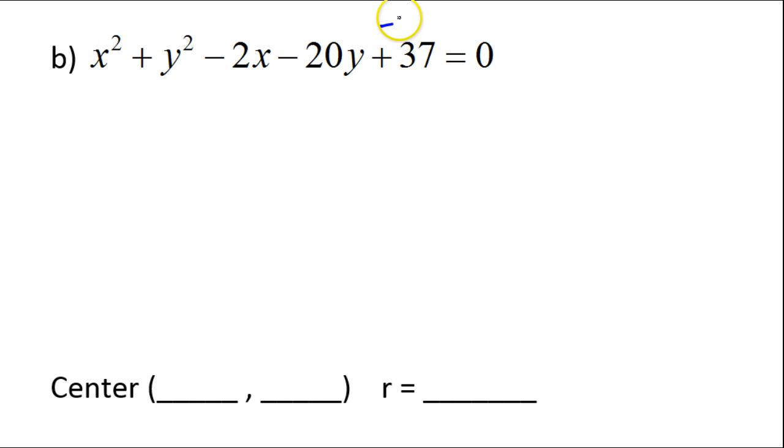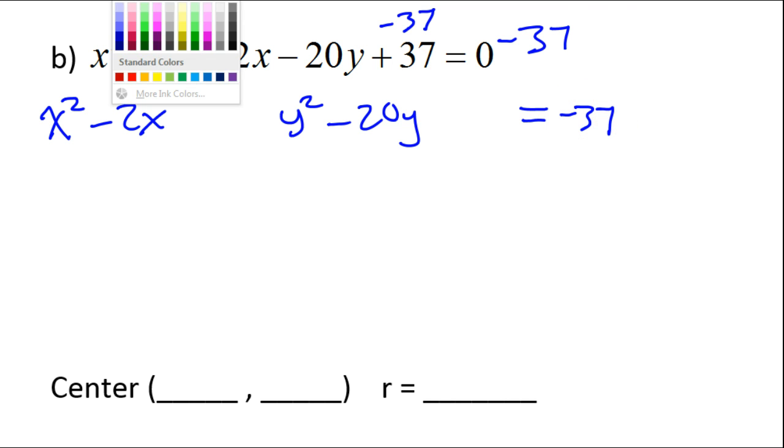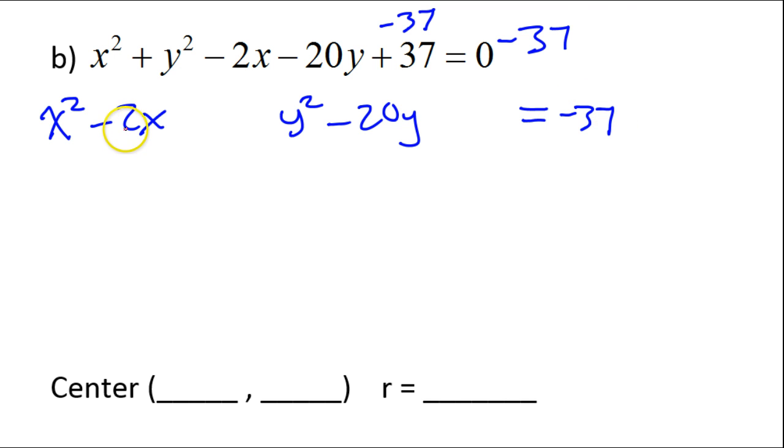This one, same thing. Subtract 37 from both sides. So I'm going to have negative 37 over there. Collecting my terms together. X squared minus 2x, those are my x's. Leave a space. Y squared minus 20y. Leave a space. Half of this is 1. 1 squared is 1. Don't forget to put it on both sides. Half of this is 10. 10 squared is 100. Got to put it on both sides.